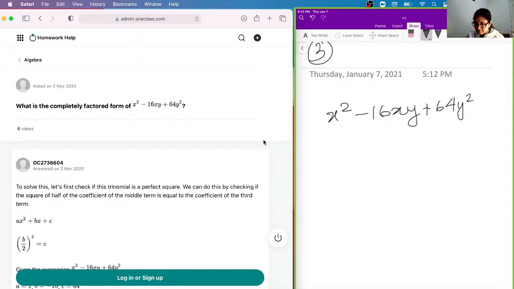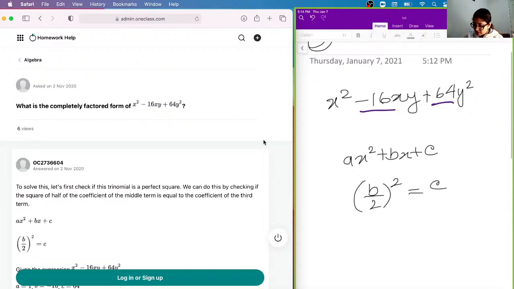So to solve this, let's first check if this trinomial is a perfect square. We can do this by checking whether the square of half of the coefficient of the middle term, which is -16, is equal to the coefficient of the third term, which is 64. So let's write out a template equation, which is ax squared plus bx plus c. And we know that to complete the square, you get b over 2 squared, and we're trying to see if this is equal to our third term, which is c.